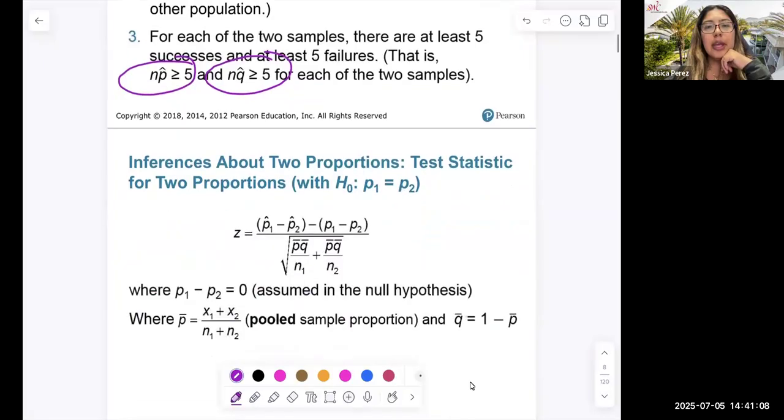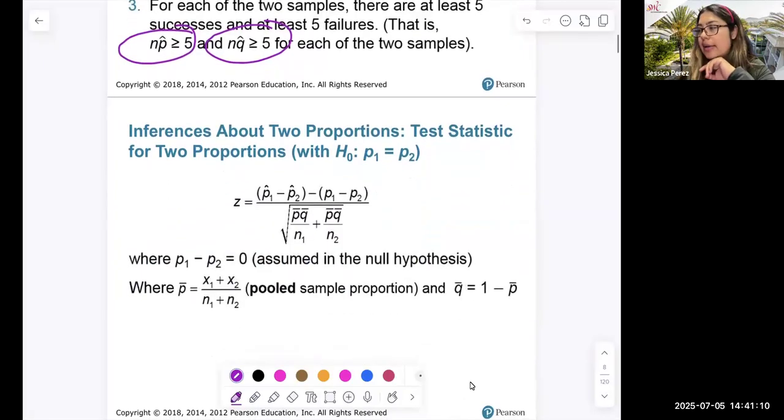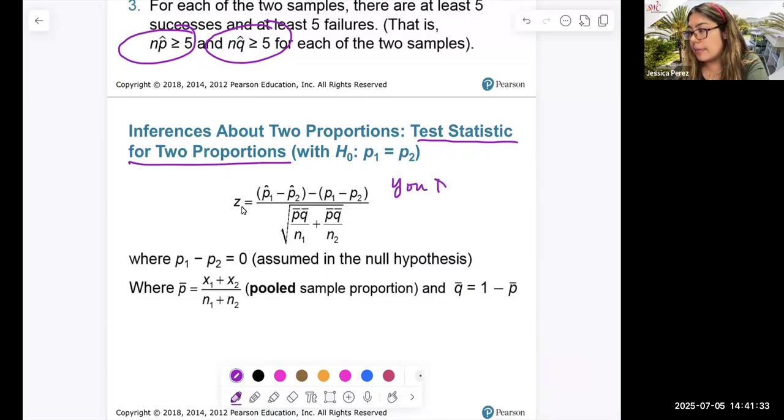So what we have to do is we are going to have a new test statistic for two proportions. So remember, we had a test statistic for one proportion. Now we will have a test statistic for two proportions, and this is the formula. Don't worry, we don't have to calculate this by hand. I will not ask you to calculate this by hand on a test, so you don't have to calculate by hand.